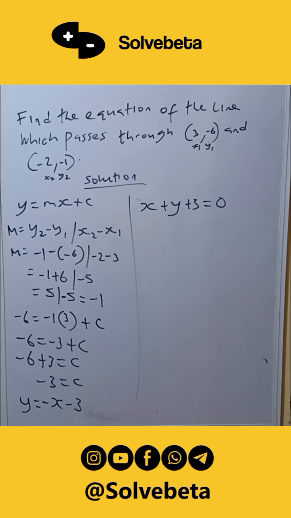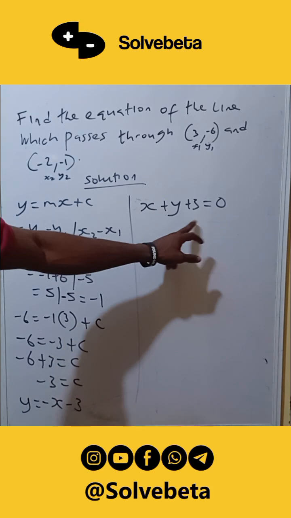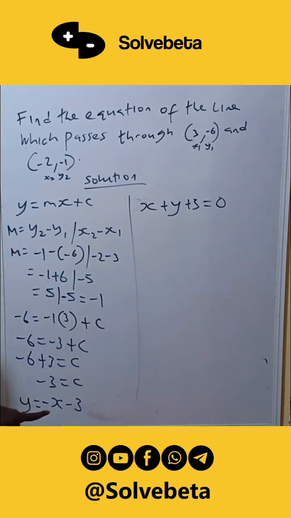So x plus y plus 3 is equal to what? 0. x plus y plus 3 is equal to 0. I brought this one here. Now let's look at it again.